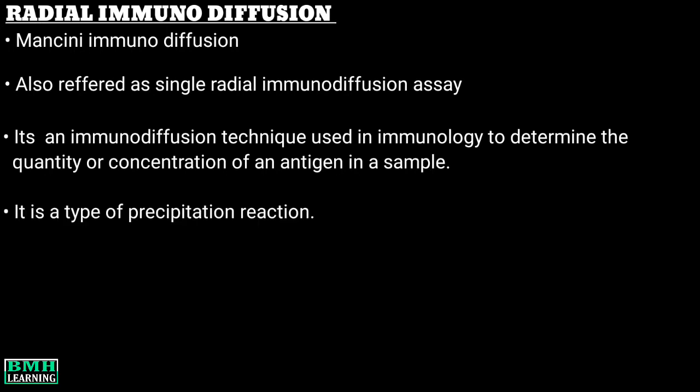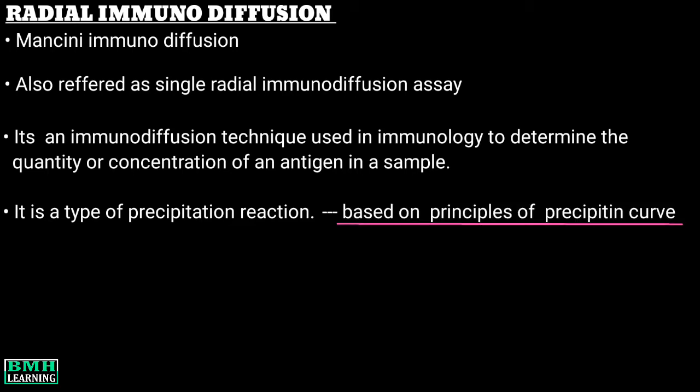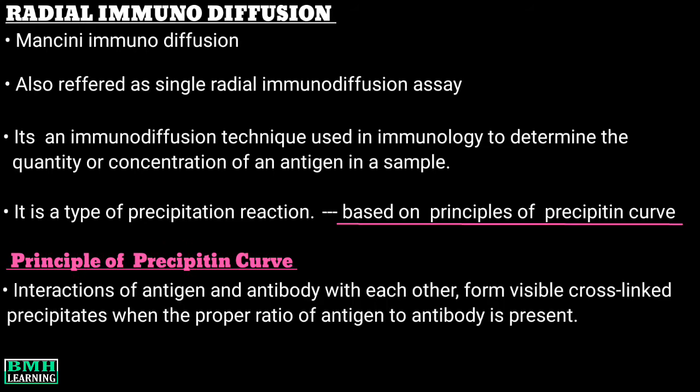Radial immunodiffusion is a type of precipitation reaction. That means it is based on the principles of the precipitation curve. And the principle of the precipitation curve states that interactions of antigen and antibody with each other form visible cross-linked precipitate when the proper ratio of the antigen to antibody is present. Let's understand this concept with the procedure of radial immunodiffusion.